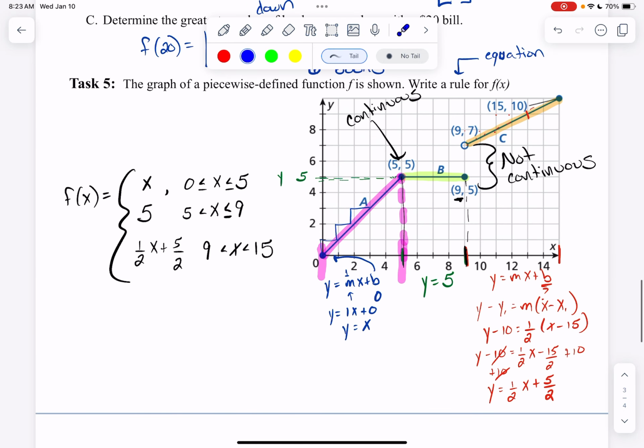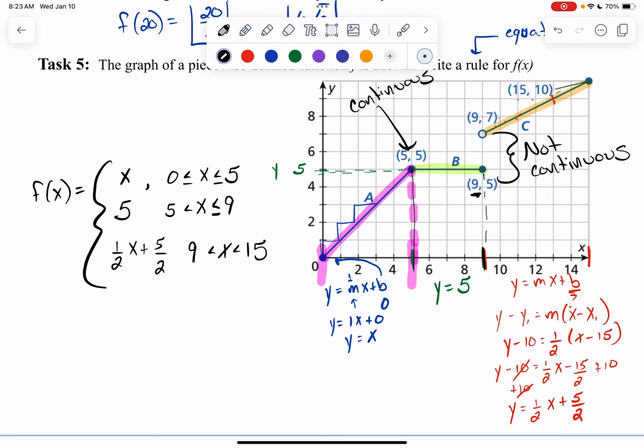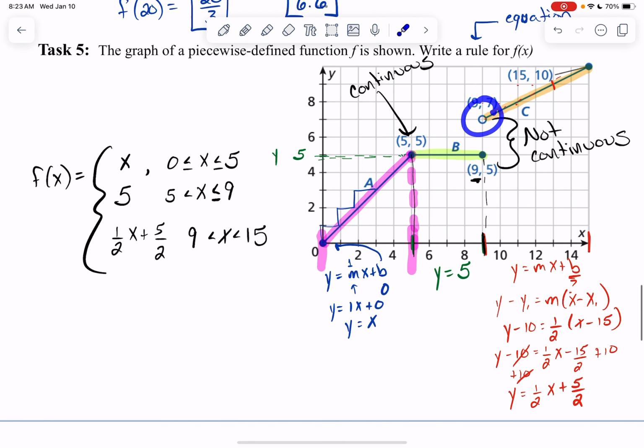Okay, all right, so then we're just finishing up this last equation. We have an open dot at that 9, so we don't have an equal sign there, but we have a closed dot at the 15, so we have an equal sign there. So that's that last bit, is to double check that domain and make sure that they don't overlap. What we mean by that is that since this one equals 9, this one can't. Since this one equals 5, this one can't. Okay, making sure you have that.